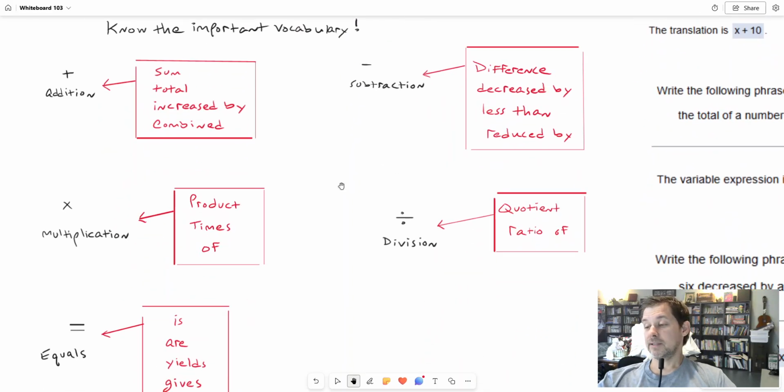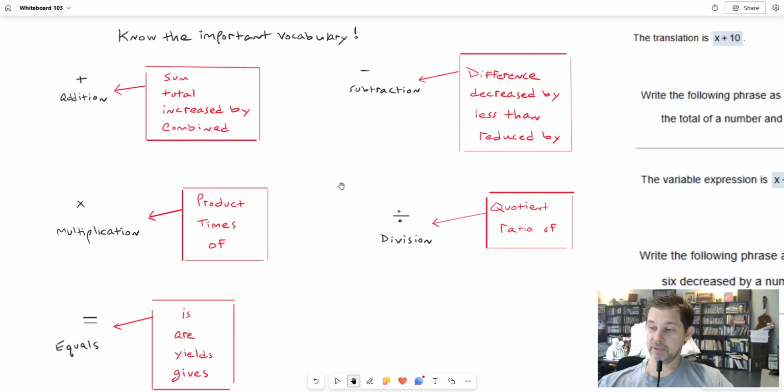I could say generally that math at this point involves addition, subtraction, multiplication, division, and sometimes an equal sign if it's an equation. If you can recognize the words that correspond to these when you see them, then I think you can do anything in this assignment. We might represent addition by saying a sum, a total, something is increased by, or two things are combined. Subtraction, we might say difference, one number is decreased by another, less than, or reduced.